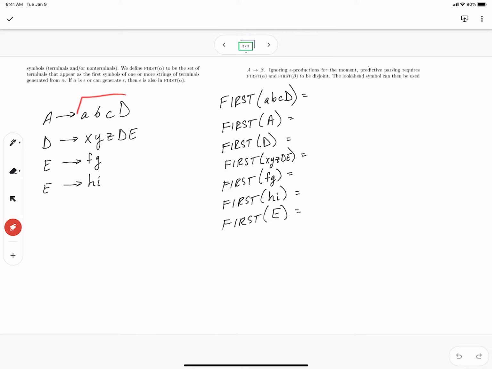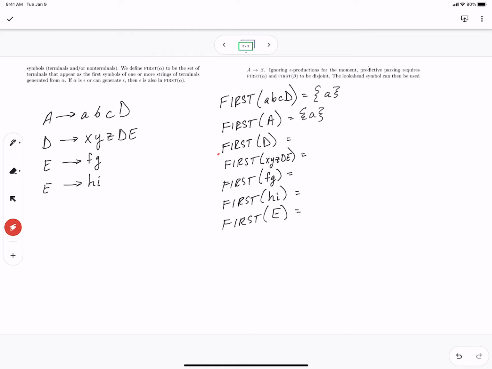So let's look at this set of terminals and non-terminals, the right-hand side of this production. And we have a few terminals followed by a non-terminal. And what is the first terminal that is going to appear from those four? Well, it's going to be a. That's going to result in a. So we have the set a. Now, what about first of capital A? Well, capital A can take the form of a, b, c, and then capital D, and that's it. That's the only thing it can take the form of. So we know that little a is going to be the first symbol of the string of terminals generated from capital A.